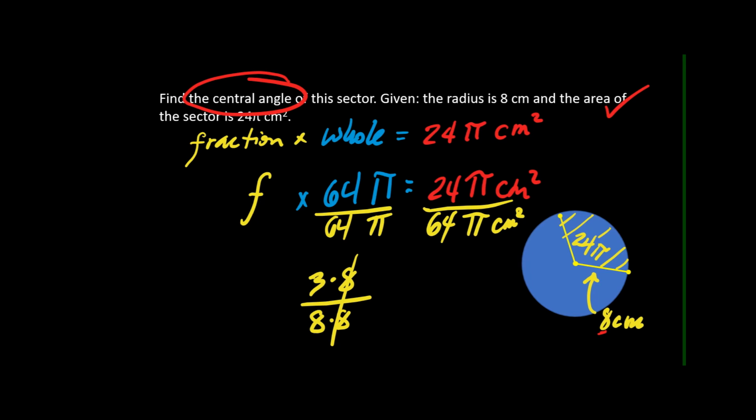Now, actually, they didn't ask for the fraction, did they? So we're almost done. What is 3/8 of a circle? How many degrees would that be? So 3/8 of a circle, and that is 135 degrees.